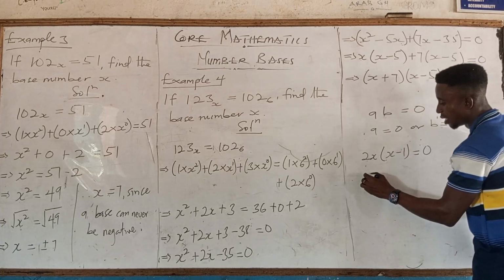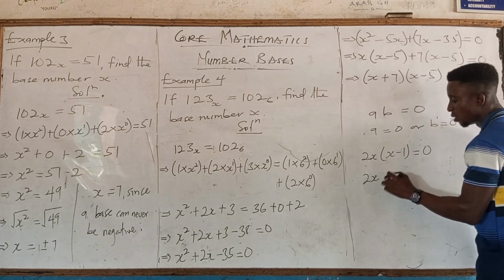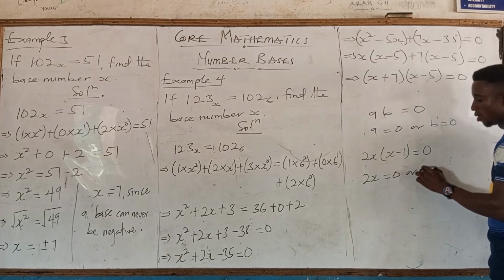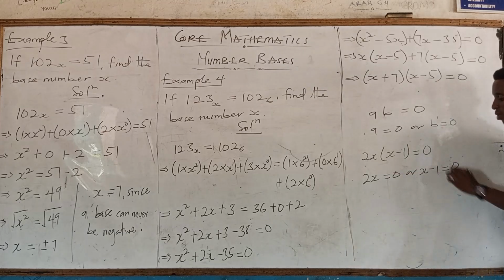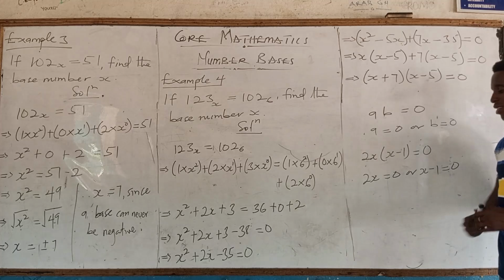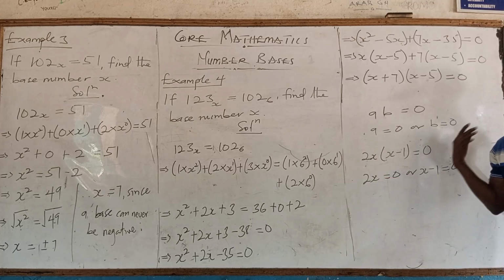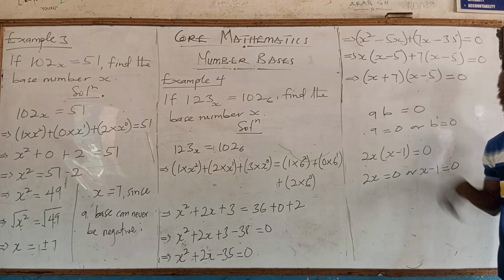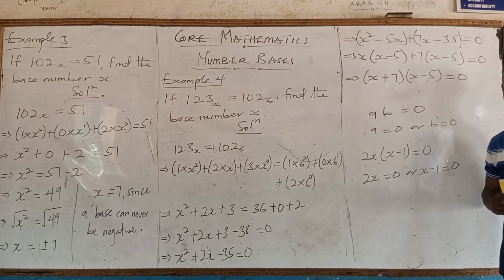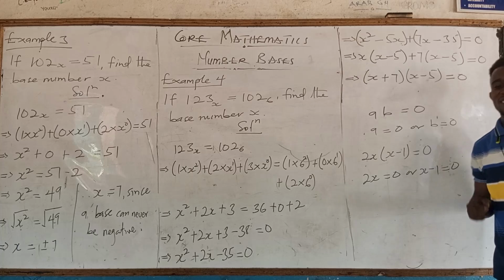So this one too can be written as either 2x is 0 or x minus 1 is 0. Then this leads to a linear equation. We solve it and get the value for x that can make it 0. Are we okay?